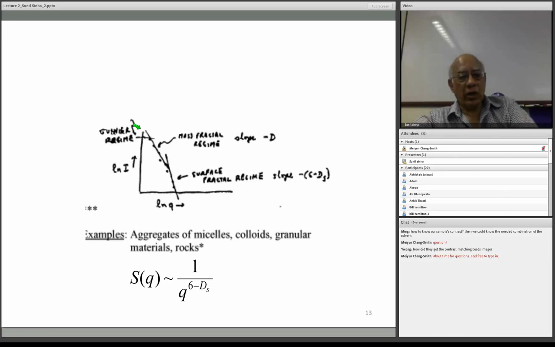So in general, these are the three regimes of small angle scattering: a Guinier regime, and maybe some power law regimes, and an asymptotic power law due to the surface.